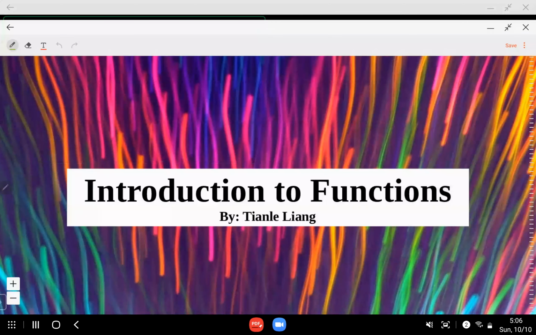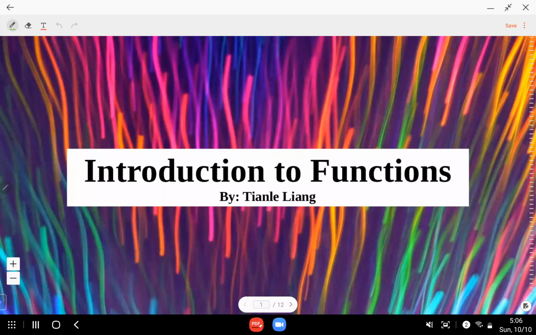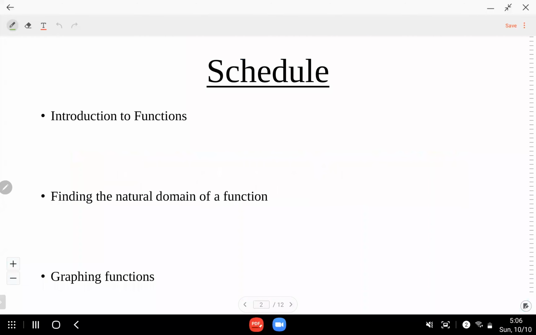This is our introduction to functions, and functions are a very big part of mathematics. So that's very important to learn, and this will start our unit on functions. Our schedule today is first an introduction to functions and finding the natural domain of a function, and then graphing functions.